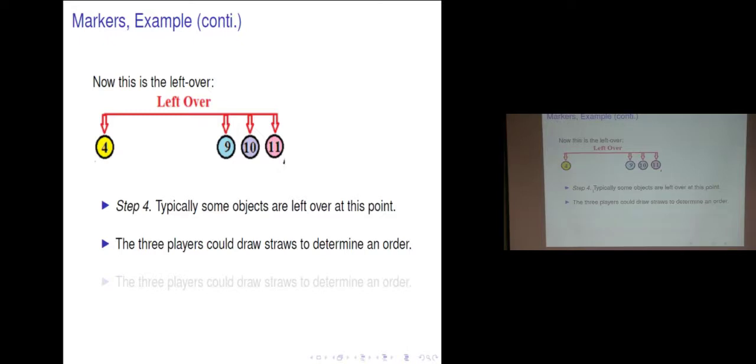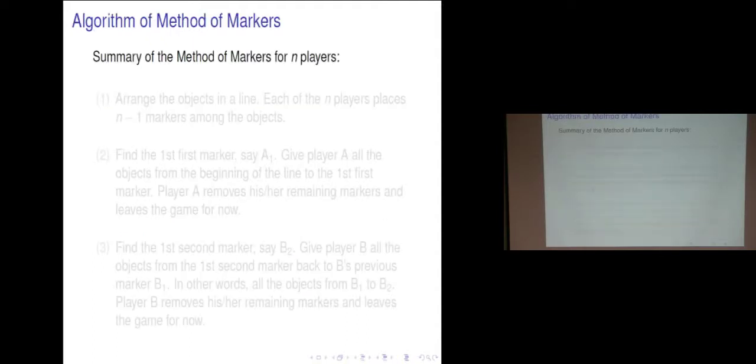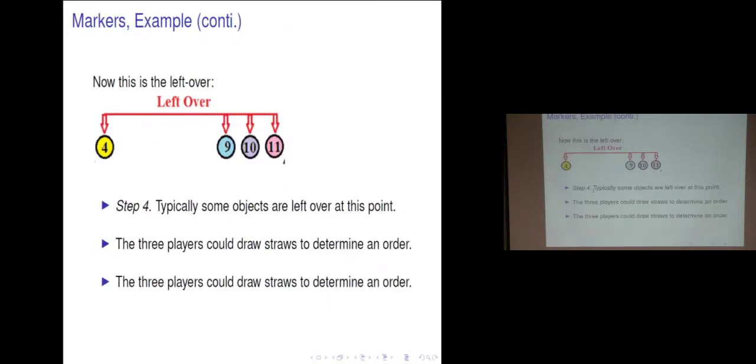So then, the textbook would say, suppose you have lots of leftovers, then you can play the game again. Or if you only have a few like this, well, you just draw lots. Just try your luck with a toss or coin, whatever you think is fair. So just do things randomly. So the three players could draw straws, I don't know, to determine an order, and they take the items. Okay. So that's the algorithm in the example. Is it clear?